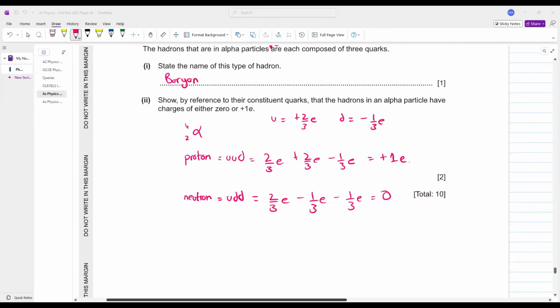We have shown that through the quark composition. If you have any questions, you can ask right away in the chat.